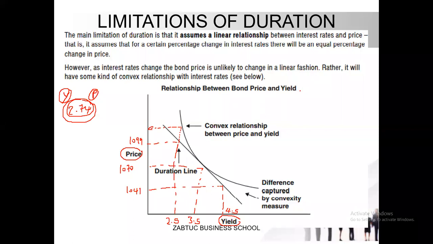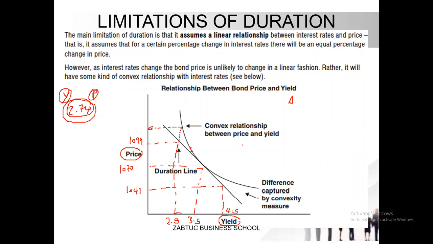Meaning that if you went on the market with your graph paper and you started plotting on your graph, you won't get a straight line like this, no. What you get is a line which curves like that. So using the duration to predict change in share price works only when there's a very small movement, because a very small movement can be connected by a straight line. But if there's a big change in interest rates, you may find that your prediction may not be correct.